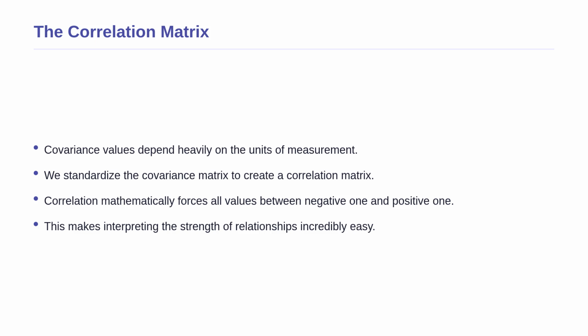To fix this scaling issue, we standardize the covariance matrix to create a correlation matrix. The correlation matrix mathematically forces all the relationship values to sit strictly between -1 and +1. This makes it incredibly easy to interpret the strength of the relationship at a glance, regardless of the original units of measurement used in the raw data.